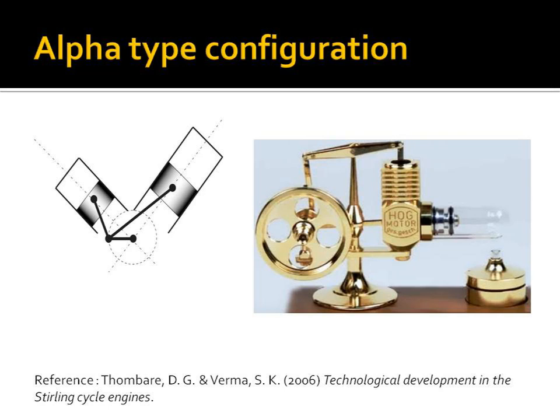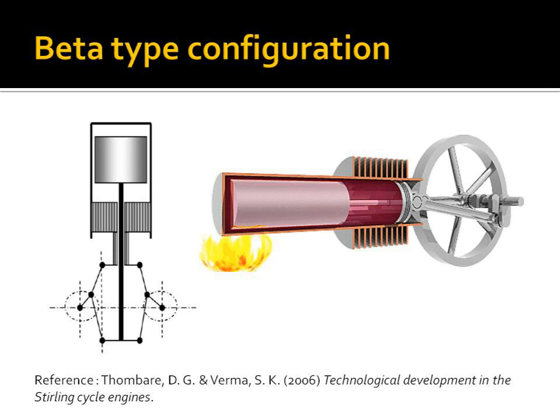Moving on to the beta type configuration, it consists of 1 cylinder, 1 displacer piston, and 1 power piston. The displacer piston's role is to move the fluid from the high temperature source to the lower temperature source. It does not have an independent regenerator. The regenerator, in simple terms, for the beta type is the space between the internal diameter of the cylinder and the external diameter of the displacer piston. For these reasons, because it doesn't have an independent regenerator, I stayed away from the beta type, because I really wanted to study more the concept of the regenerator.